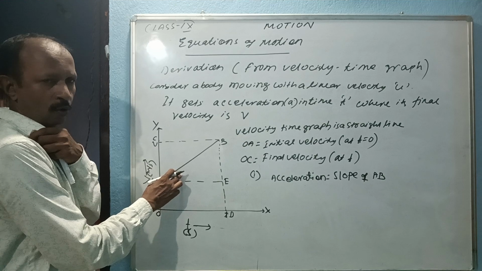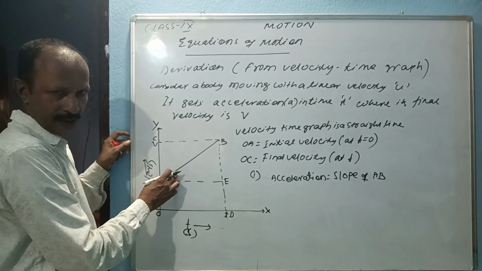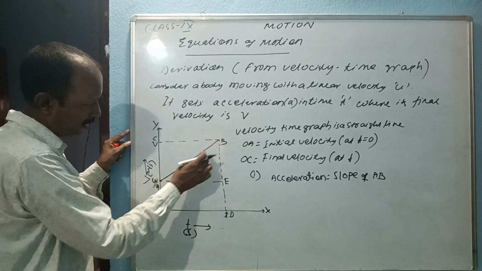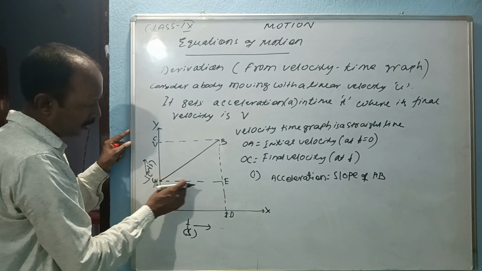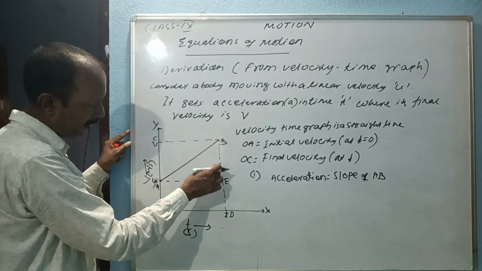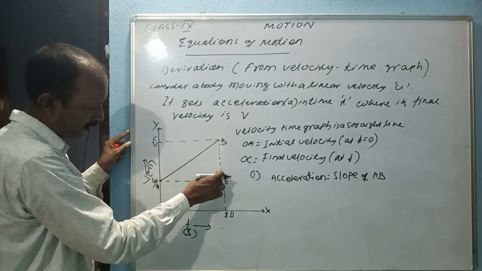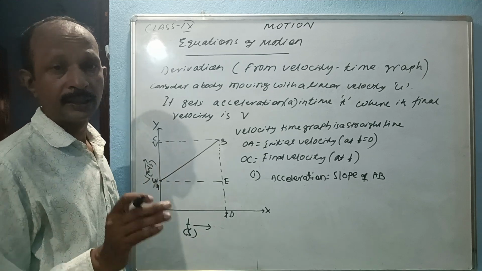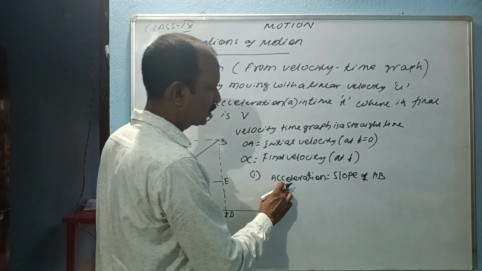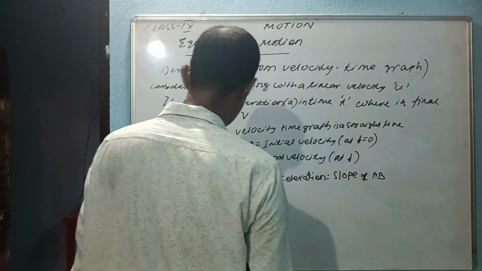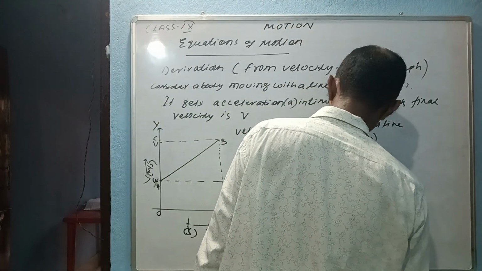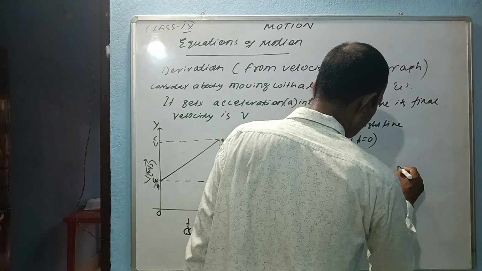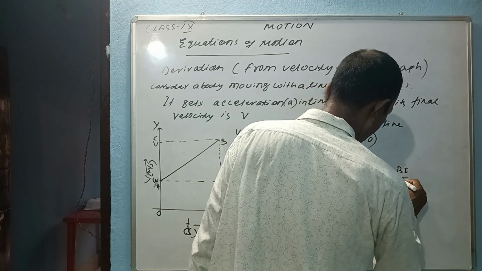Because you know the slope is the tangent. That means the perpendicular side by base. In this triangle you see this perpendicular side by base. Whenever I am talking about the perpendicular side, I am talking about this velocity. Whenever I am talking about this base, I am talking about the time. Okay. So acceleration I have written as the slope of AB. So I can say that the slope of AB is equal to BE by AE.